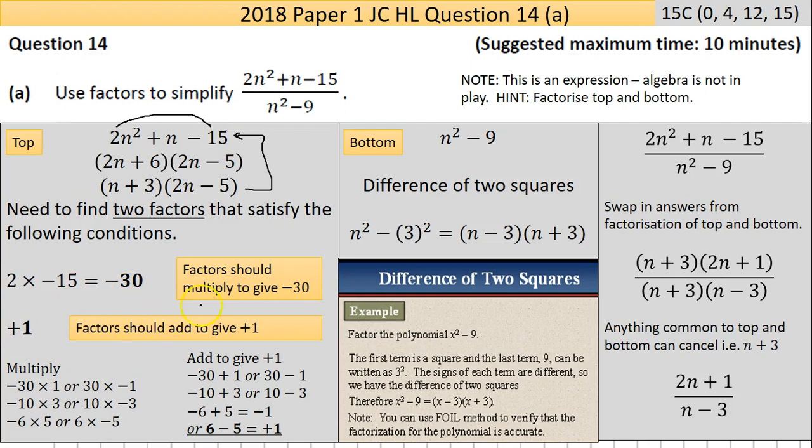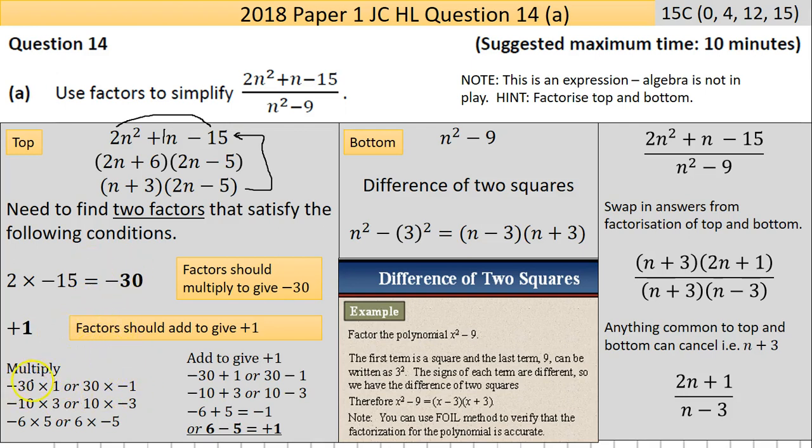Now I'm looking for all the factors that will multiply to give minus 30. At the same time, I'm trying to see which of those factors will add to give the number in the middle here, which is basically plus 1. So I've written that down here. Now, I have multiple choices, and I want to see which one of those choices for both those scenarios matches up.